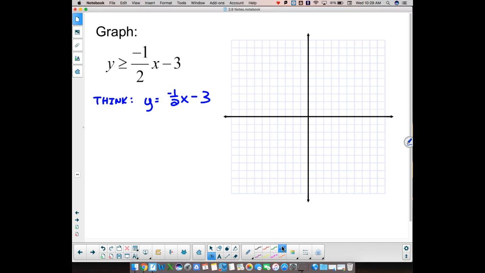So, if I'm thinking about this as y equals mx plus b, what is my b? So what does that mean? A b of negative 3, what does that mean I do? Down 3 from the origin, right?